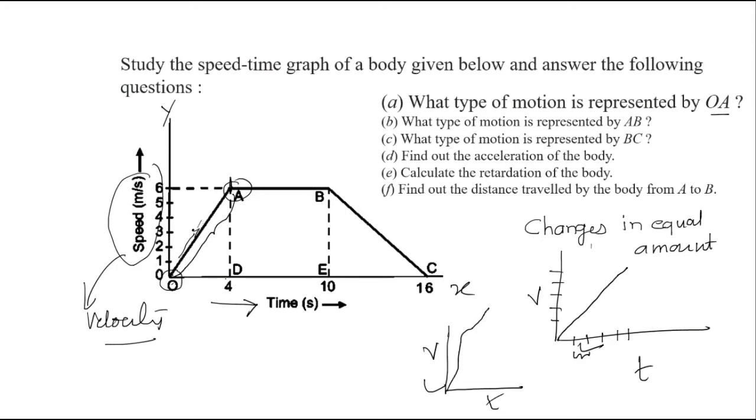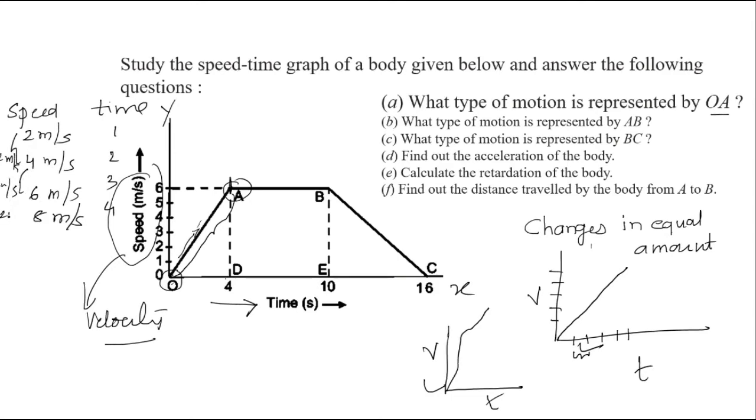You can even plot it, take an example of speed and then time: 1 second, 2 seconds, 3 seconds and 4 seconds. You can take this as 2 meter per second, and then 4 meter per second, and then 6 meter per second. Why am I taking these values? I take these values because there is equal change. 2 to 4, here 2 meter per second, and here 2 meter per second. If you draw the graph, speed versus time or velocity versus time, you will get a straight line.